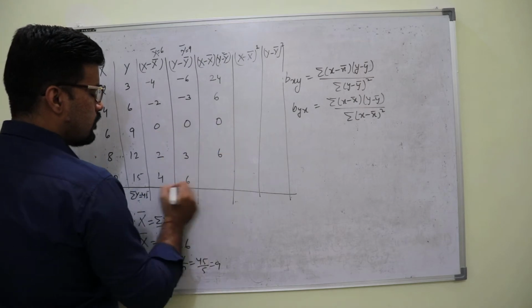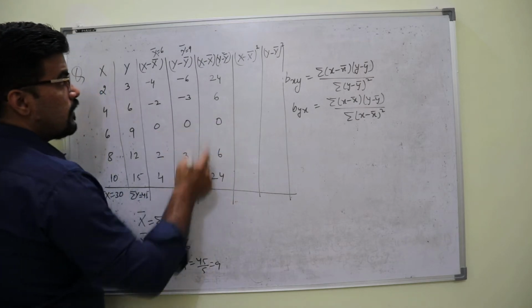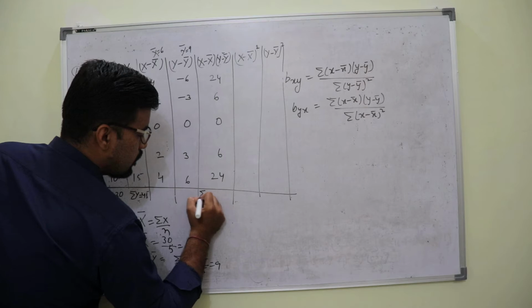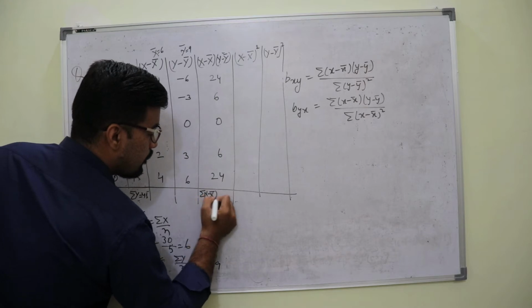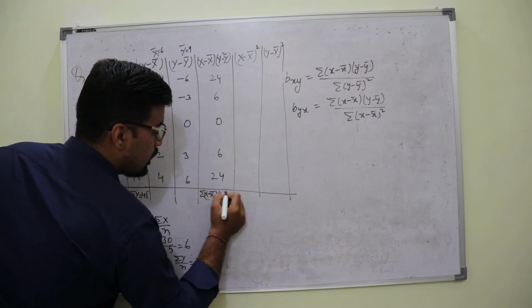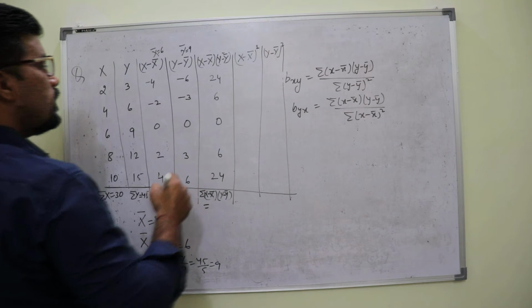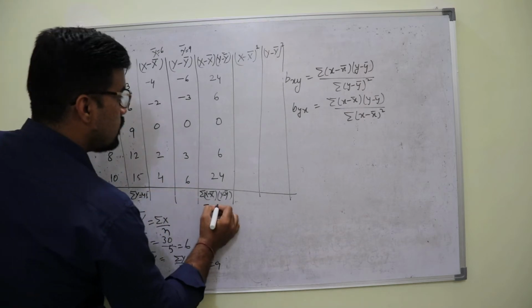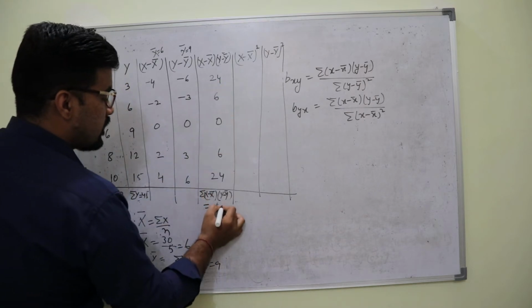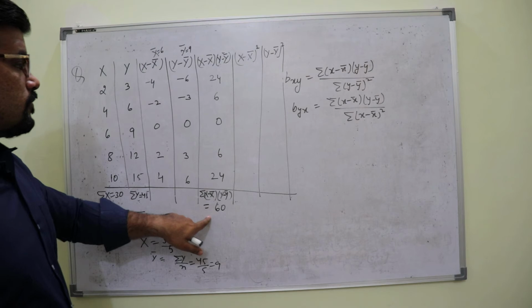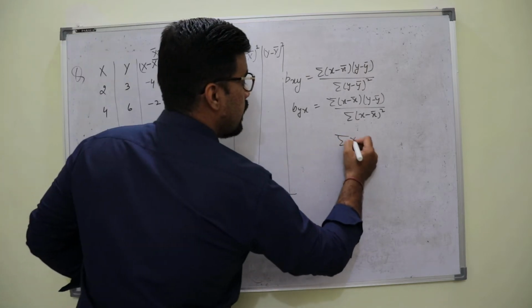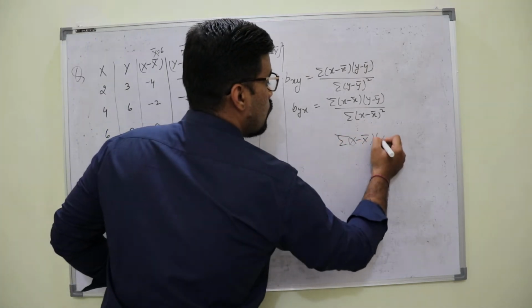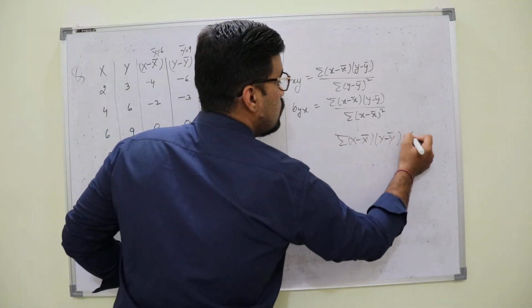3 2 is 6, and 6 4 is 24. Now we need the total of this, sigma (x minus x bar)(y minus y bar). So sigma (x minus x bar) into (y minus y bar) will be 30 plus 30, 60. I'll write it here: sigma (x minus x bar) into (y minus y bar) is equal to 60.